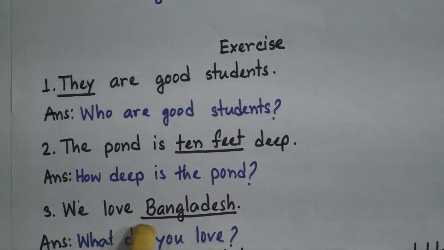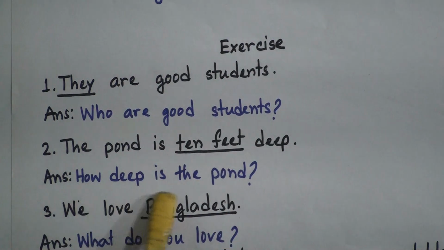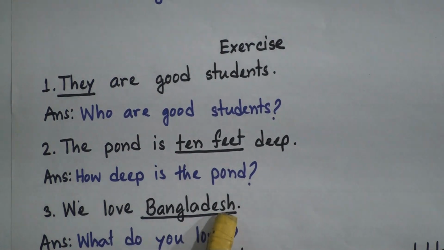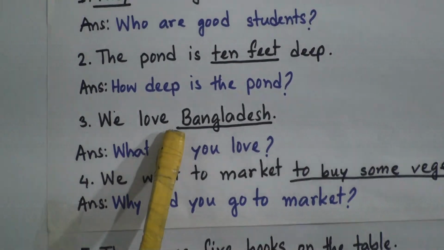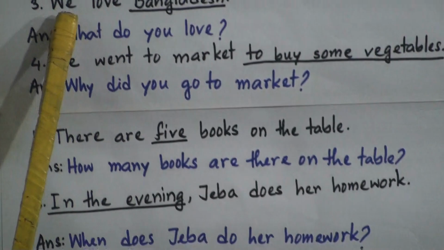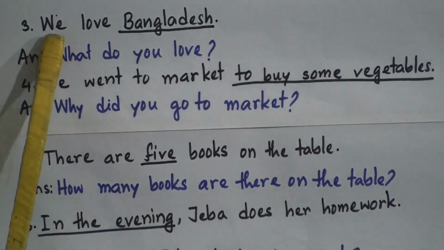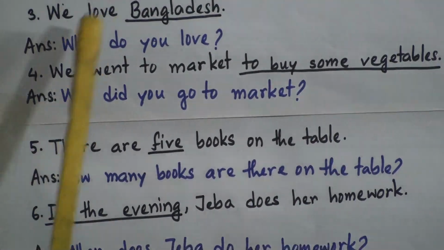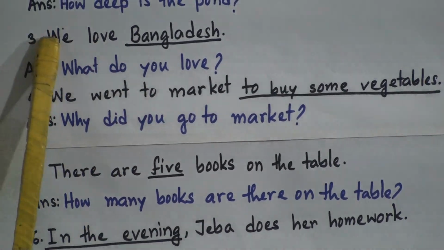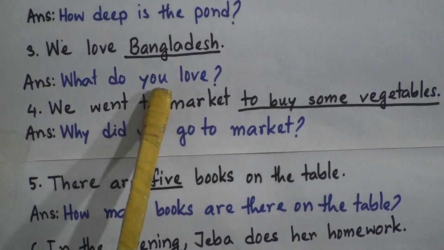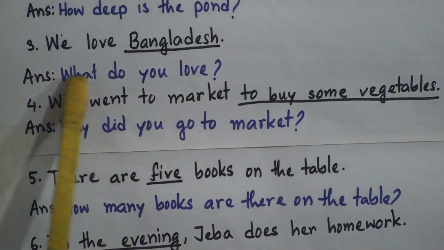Now number 3, we love Bangladesh. So this is the object. We want to know about the object, or we want to know something. So we will start our question with what, and there's no auxiliary verb, so we will add do according to our tense, because this is the present indefinite tense, and we is first person plural, and that's why we will use do. What do? And we will change we into you. What do you? Then the main verb love. What do you love?